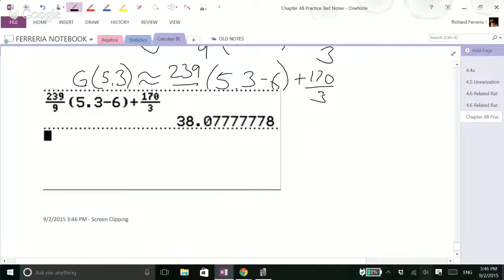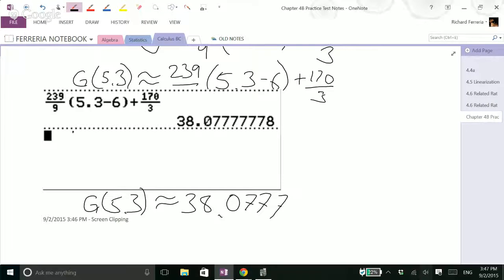Okay, so G(5.3) is approximately equal to 38.077. I'll put that other 7 there to remind me that I could round if I wanted to. I'm not going to lose points if I don't round. And that's the end of part B.